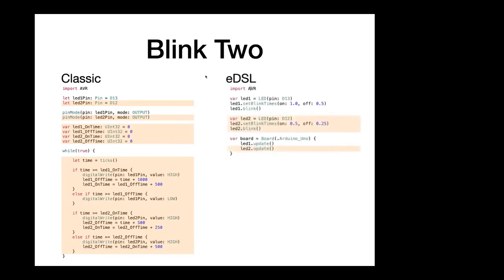Now look at the eDSL version. Again, the code changes from the previous example are highlighted. Not only is this much shorter, it's much easier to read and to understand. Adding the second LED simply required copying and pasting the code that declares the first LED and changing its pin and blink times, and then adding that new component to the board update loop.